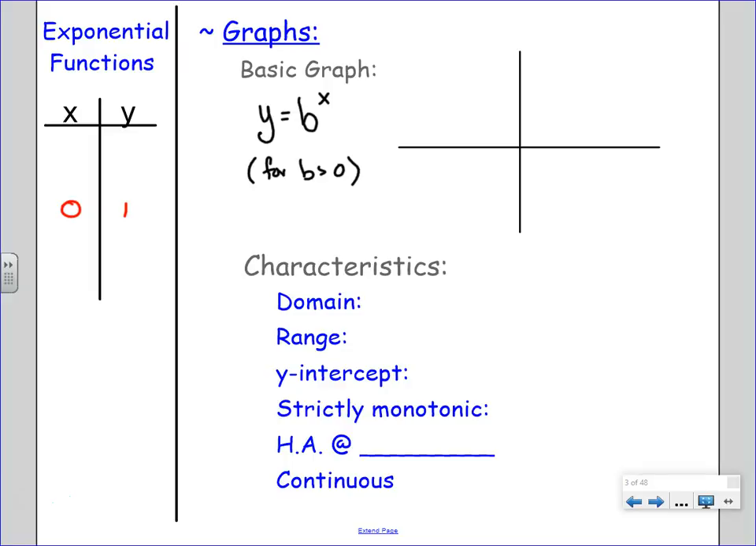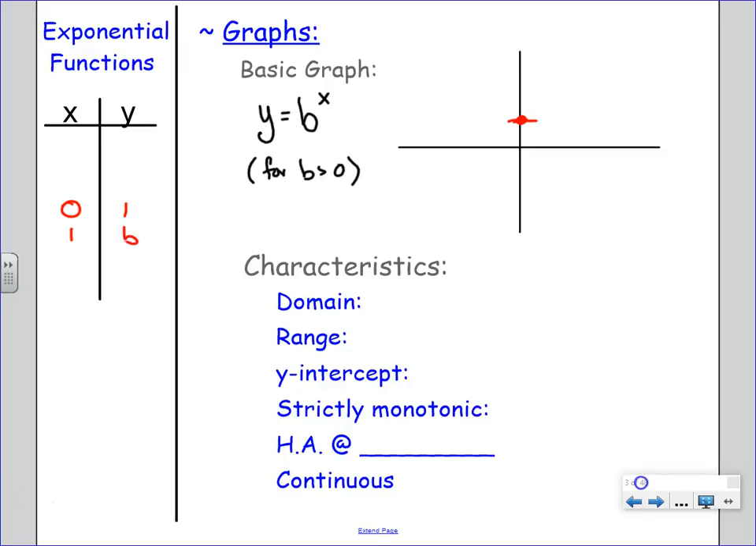the parent function of exponential functions will have a point at (0, 1), whatever the base is: 2, 3, 7, 11, 8, 10, pi, whatever it is. It will have an intercept at (0, 1), because when you plug a 0 into the power, the entire thing becomes 1. Now what if I plug in 1?